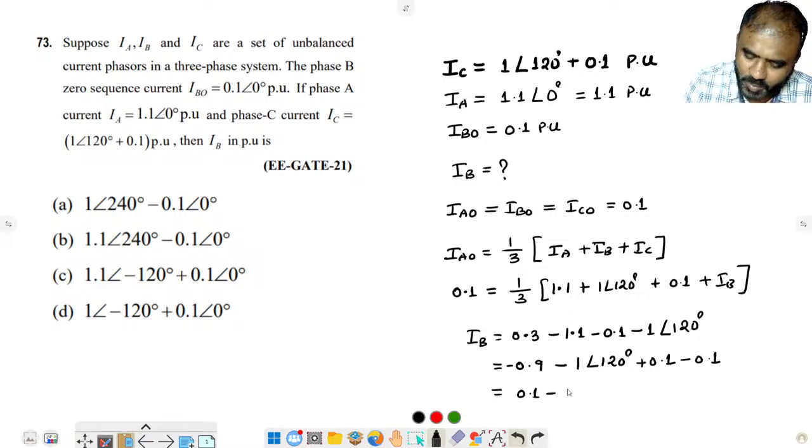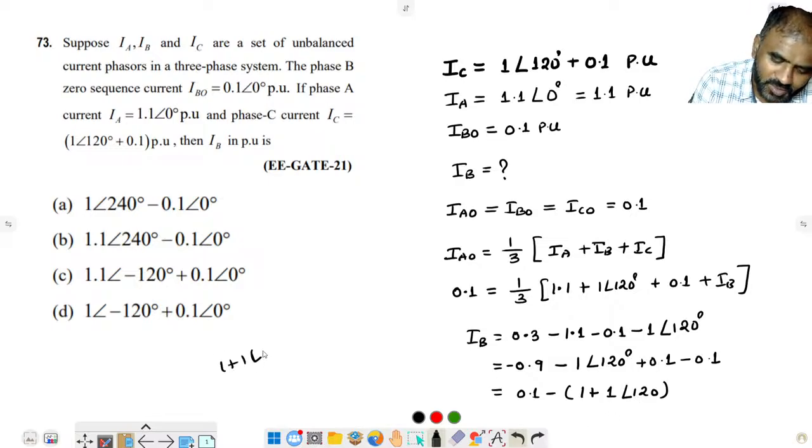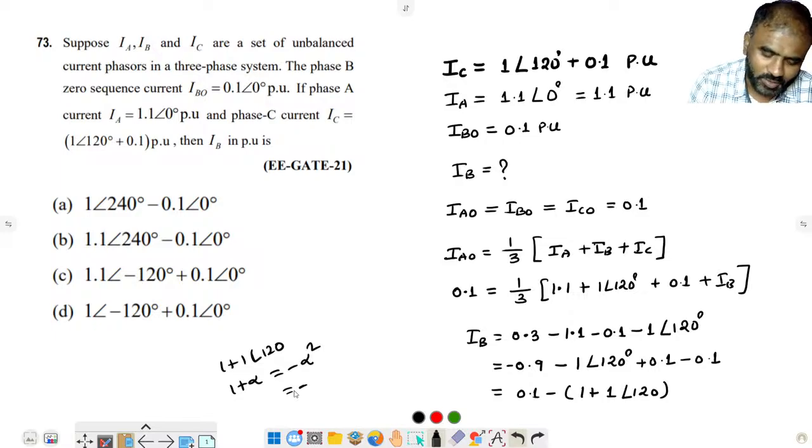So, if you take minus common, you can write 1 plus 1 at an angle 120 degrees. What is this 1 plus 1 at an angle 120? 1 at an angle 120 is alpha. So this is 1 plus alpha. 1 plus alpha equals minus alpha square. What is alpha square? Alpha square is 1 at an angle 240 or 1 at an angle minus 120. Okay. Clear?